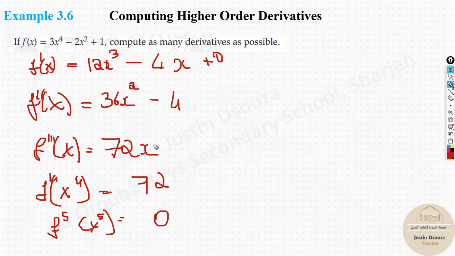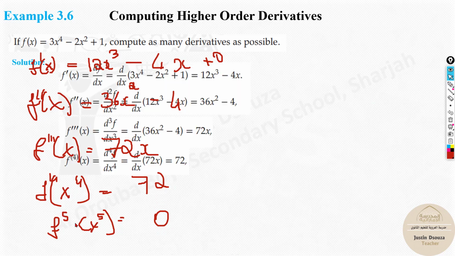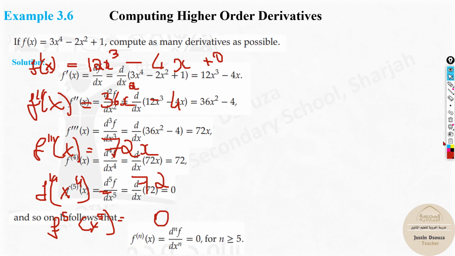Over here, there was x to the power 1. When you derive x to the power 1, it becomes 1, whatever the number it is. So here it was 72x. Then next it was 72, and then it's 0. So these many derivatives can be done. You can see over here, we have written 5 derivatives. That is the thing.